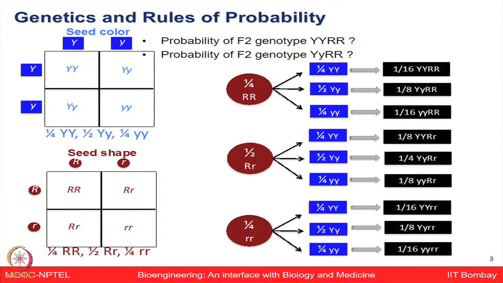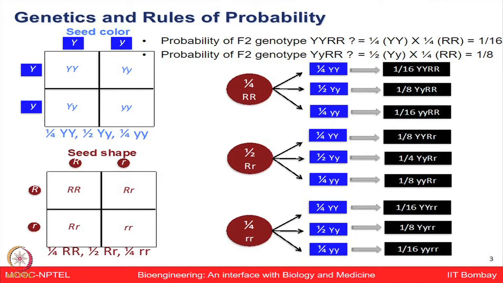Now the questions which will be asked will be something like this: what could be the probability of the F2 genotype for a gamete which is capital Y, capital Y, capital R, capital R? To find this out, you have to see these individual values and calculate, and then you can tell that there is a 1/16 probability for this particular genotype to appear. Same for the next question, where it is 1/8 probability for capital Y, small y, and capital R, capital R. So this is a very straightforward way.